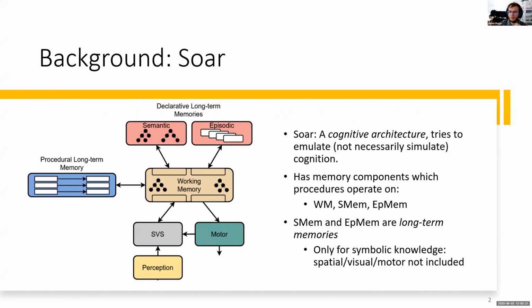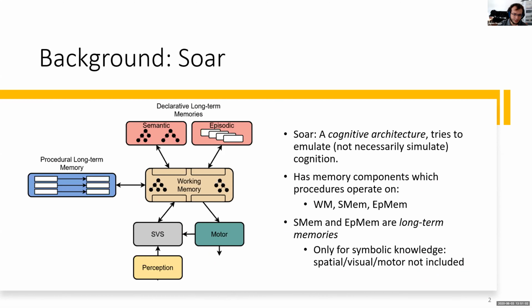So some background, we've gone over a lot of this. But Soar is a cognitive architecture. It tries to emulate cognition. In particular, it has memory components on which procedural memory operates. There's working memory, there's semantic and episodic memory. These are the long-term memories that store knowledge, which you can use in the real world. And these are like rules that affect working memory. But all of these things are purely symbolic and abstract. There's no spatial or visual or motor sensing or anything like that included here. It's all just arbitrary symbols which tie together via relationships.